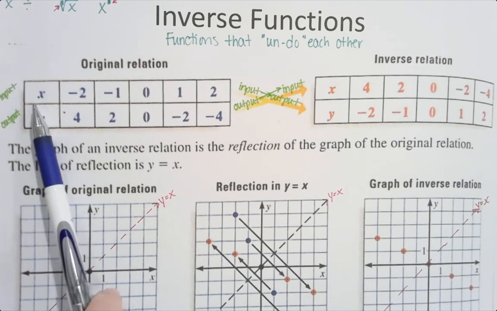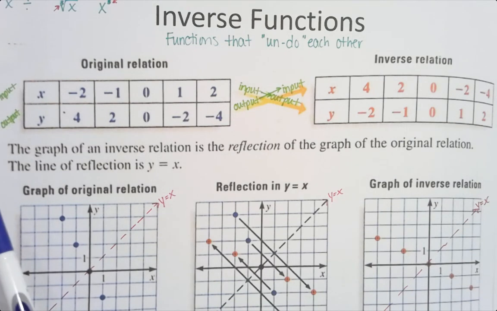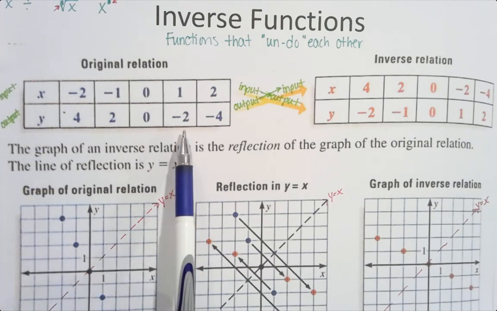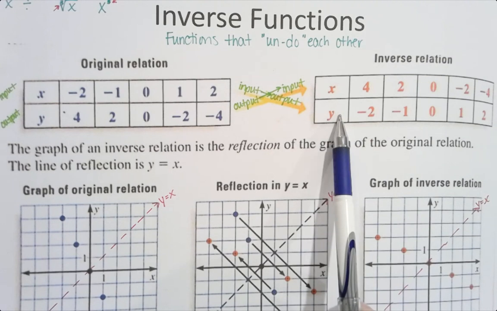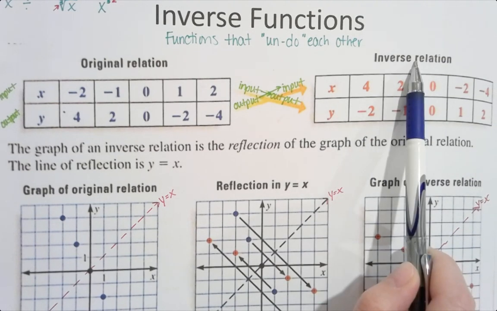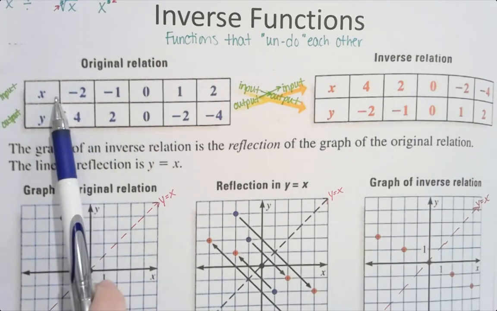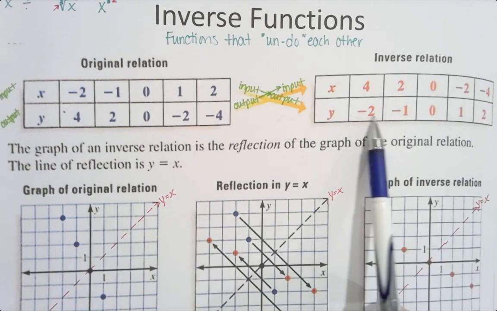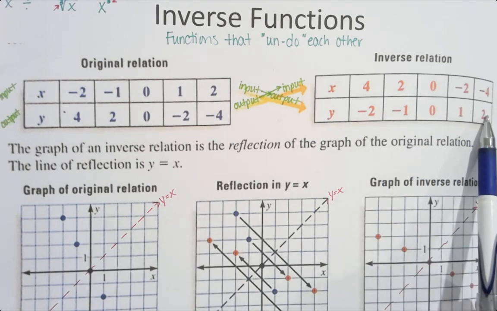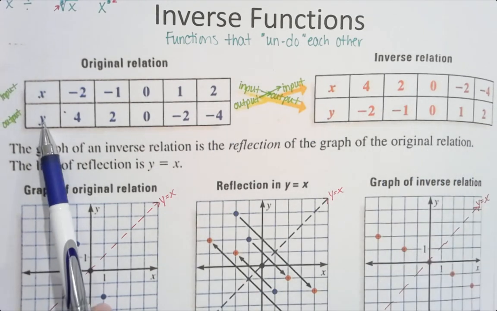So remember, everybody's a relation, just that some of us follow a special rule that makes us functions. But either way, the domain and the range, or the input and the output of this original relation, and then if you look at the input or output or domain and range of your inverse relation, you're going to see that literally all of your domain values, your x values, became your range values or your y values. And then same thing here.